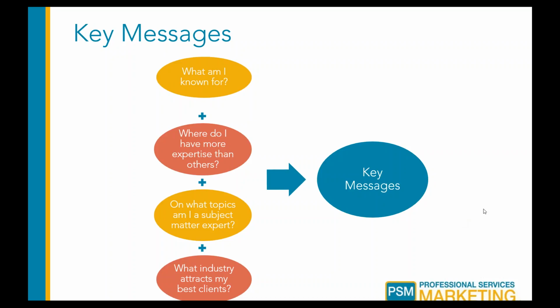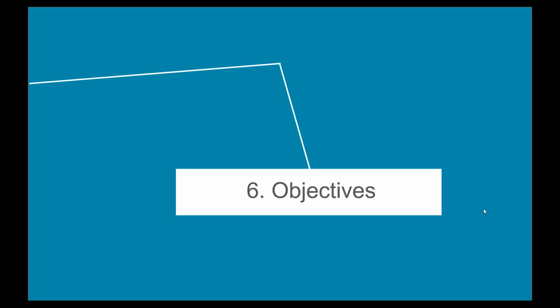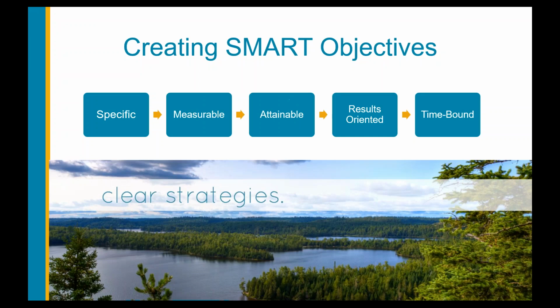Okay, so key messages. Now, let's talk about something that by and large is probably the most challenging part of your marketing plan, because you have to set objectives. You have to determine what it is you want to accomplish in order to come up with an action plan to accomplish that objective. And you probably remember back in, maybe it was a marketing class in college, and it sounds a little trite, but this is really important: to have SMART objectives.